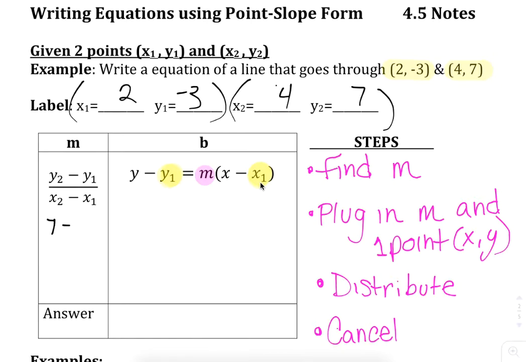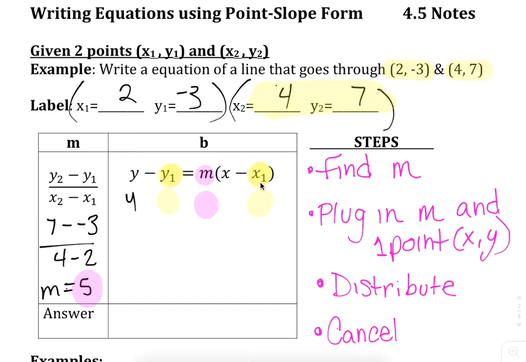y2 minus y1, that's 7 minus -3, over x2 minus x1, that's 4 minus 2. In my calculator, that's going to give me a slope of 5. So now that I know who my m is, we can start plugging in numbers. It does not matter which point that you use. I am going to choose the numbers that are either smallest or that don't have negatives. In this case, I'm going to choose the 4 and 7 because they don't have any negatives that I'm going to have to fix. So let's plug in what we know.